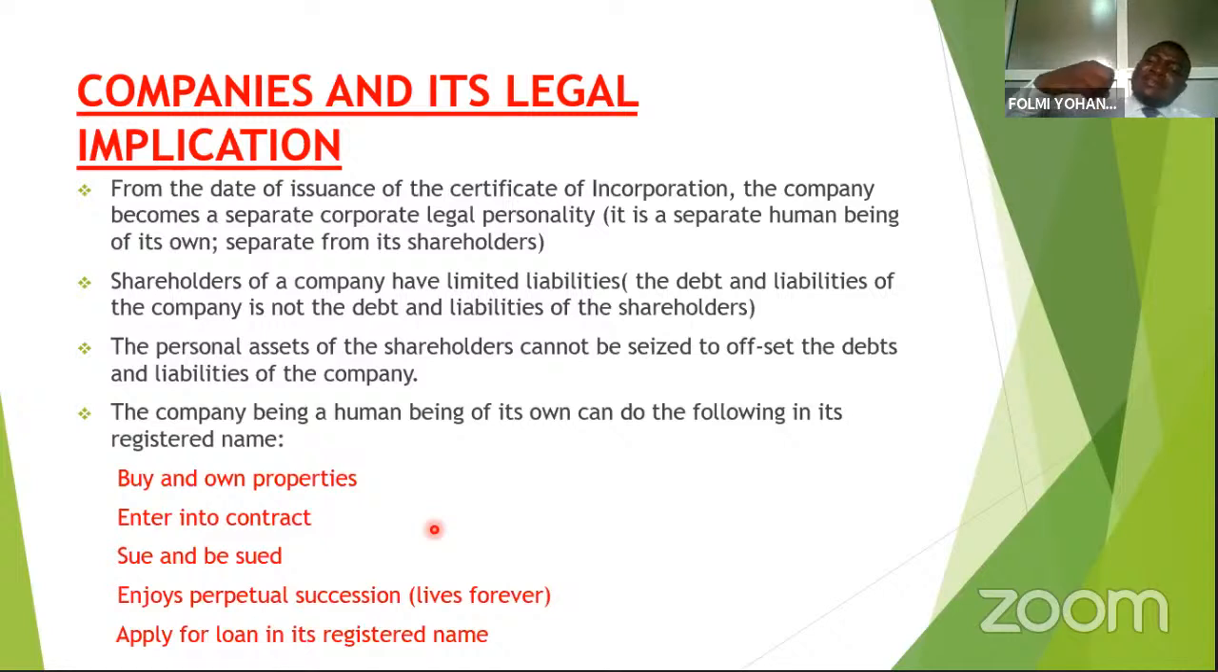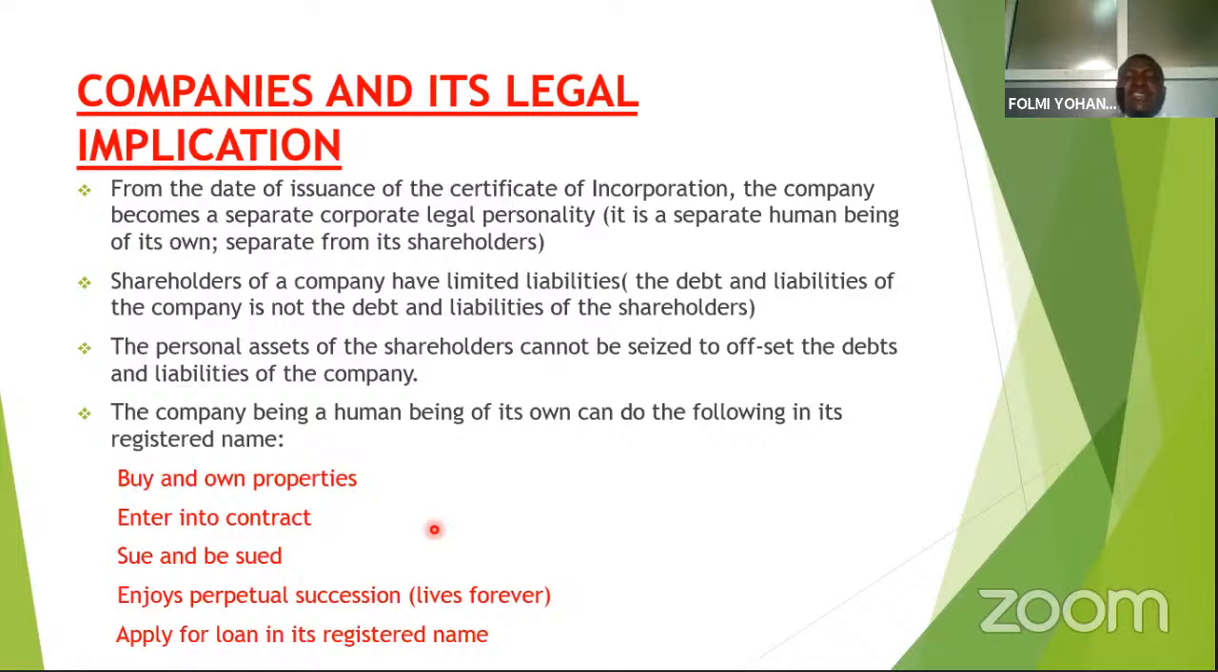So by the time Mr. Johnson, let me use Mr. Johnson, says, okay, I'm tired of running this Johnson business venture, I want to register a company, I want to register Johnson and Johnson Limited. So Johnson and Johnson Limited now will become separate from Mr. Johnson. Immediately he registers Johnson and Johnson Limited, and the CAC issues a certificate of incorporation to him, Johnson and Johnson Limited is separate from Mr. Johnson. So all those things that he couldn't enjoy, like the banks coming after him personally because he runs a business which is not a separate legal personality, now he will begin to enjoy such things because he is now separate from that business.